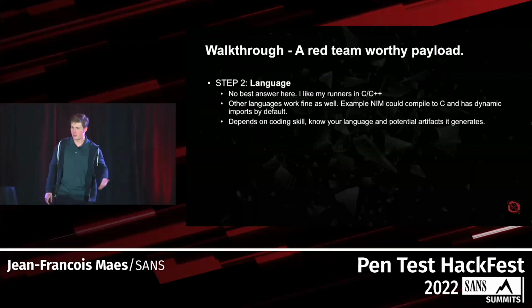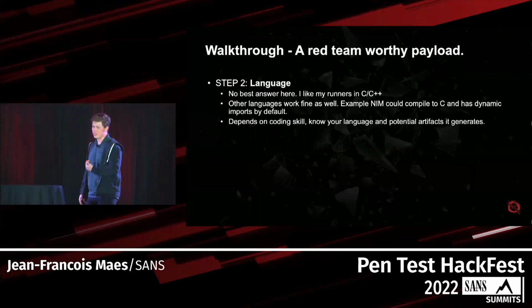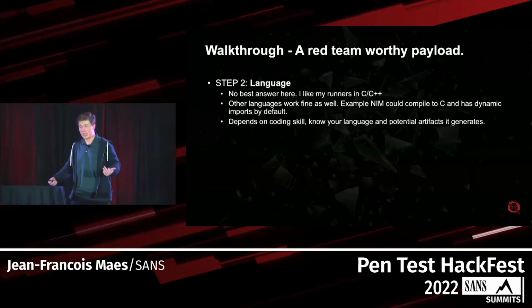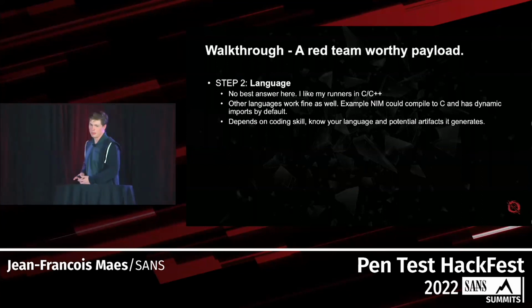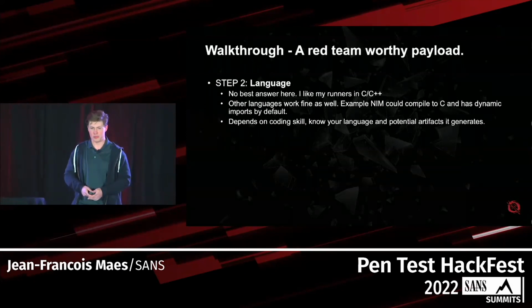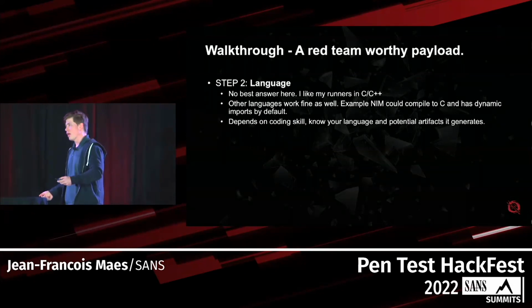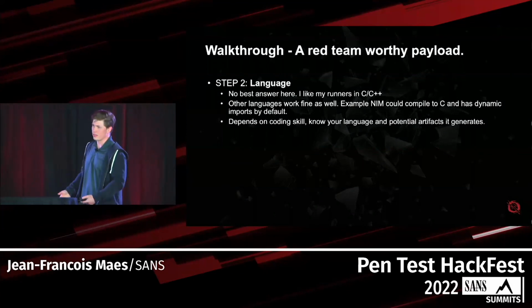Just remember the scrutiny, the increase of payloads, et cetera, et cetera. But for example, Nim, which is now a popular language, can also compile to native C and already has dynamic imports by default. So you already have a little bit of obfuscation in the sense that your API calls are not immediately going to be in the import address table of your payload. That's kind of cool. And it, of course, depends on your coding skill, right?